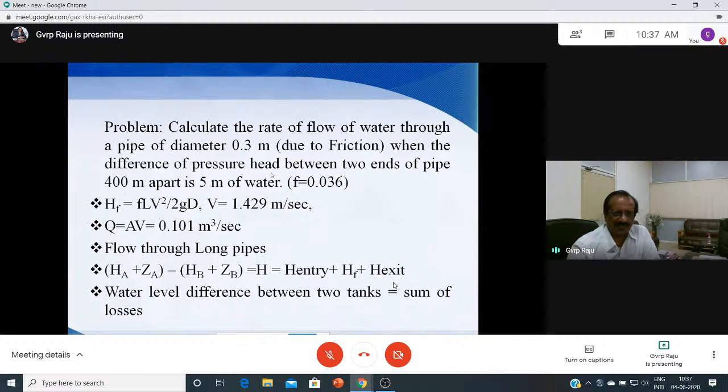And we have discussed all these problems here, and flow through long pipe. So when we consider the flow through a long pipe, the major important issue here is the water level difference between two reservoirs. The water level difference between two reservoirs is equal to the sum of losses, and the water level difference is capital H. So the losses are entry loss, exit loss, and friction loss.